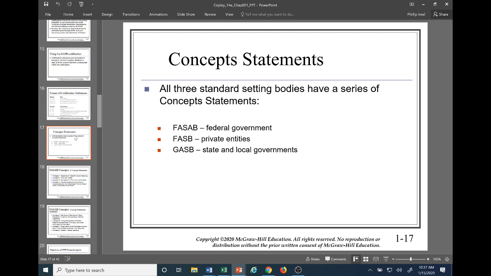Okay, some more on concept statements. Obviously, all three standard setting bodies have a series of concept statements. The FASAB is the federal government. FASB is for private entities, we know that. And that's for your for-profit companies and your private not-for-profits, falls under FASB. GASB is going to be your state and local governments, and your governmental not-for-profit sponsored ones are going to fall under GASB.